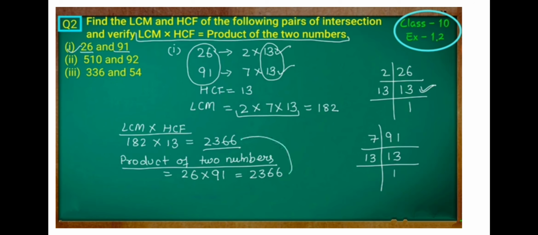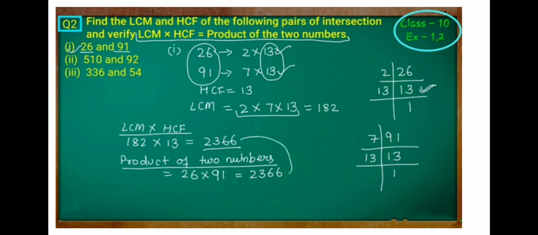Next, exercise 1.2, question number 2. The question is: find the LCM and HCF of the following pairs of integers and verify that LCM times HCF is equal to the product of the two numbers. First question, here I have solved. First question is 26 and 91.